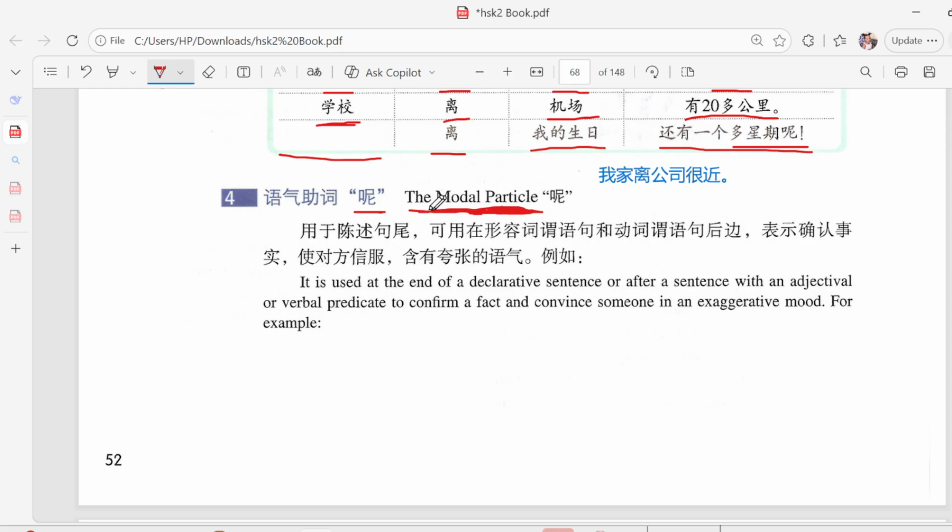Yeah, I'm telling you. So now the modal verb 呢, this modal verb 呢 is used at the end, okay, mark this, of a declarative sentence. It's not the first time we've seen this, if you remember. Or after a sentence with an adjectival or verbal predicate to confirm a fact and convince someone in an exaggerative mode. For example, so first of all, at the end of a declarative sentence or after, mark this also, a sentence with what? Adjectival or verbal predicate to confirm what? A fact. 呢 and convince someone in an exaggerative mode.